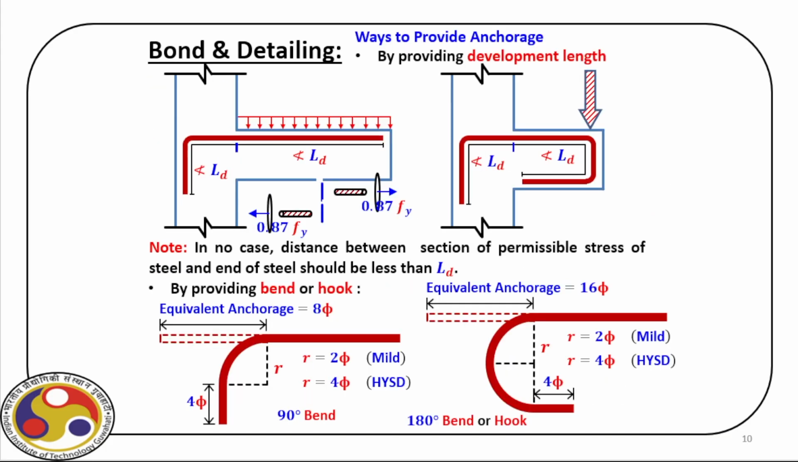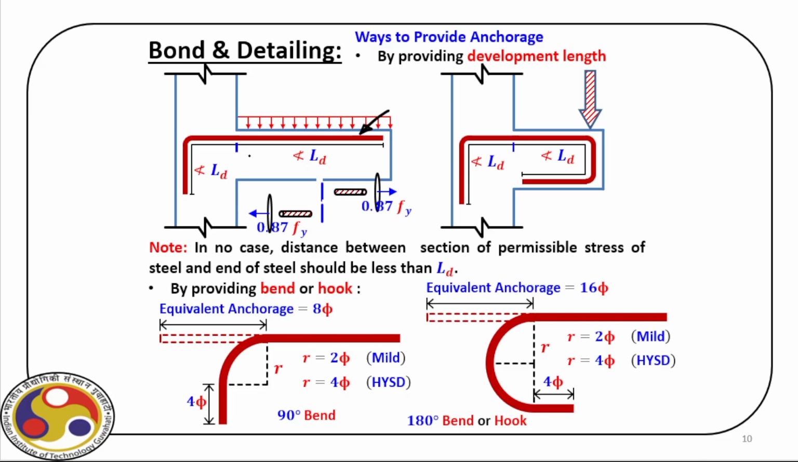Okay. Now, let us see the different types of anchorage by providing development length. Here we have a cantilever beam, and on the top face we have this tensile reinforcement. We have already explained that in this case, we should not stop at this column face, but we have to have a sufficient embedded length so that it can develop sufficient length for bond stress, right?